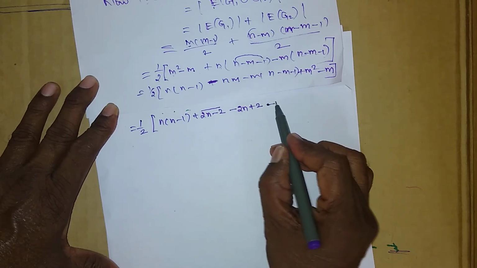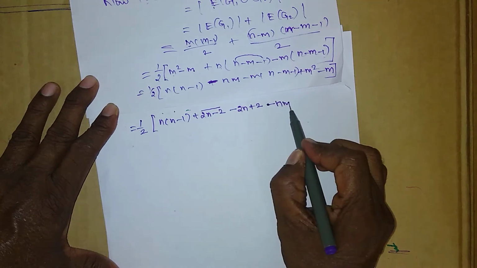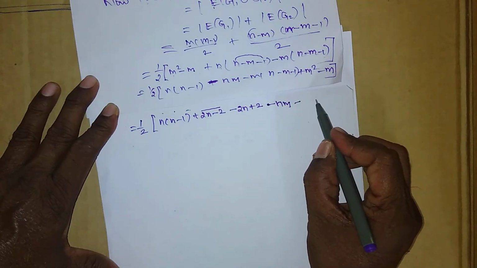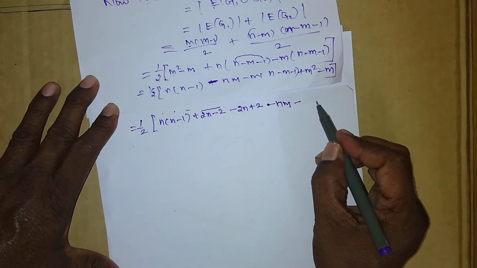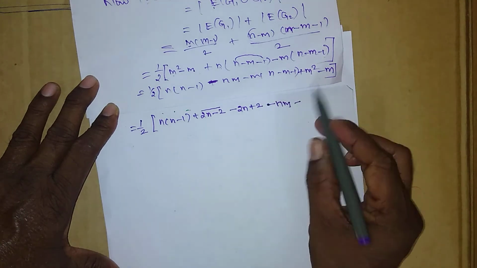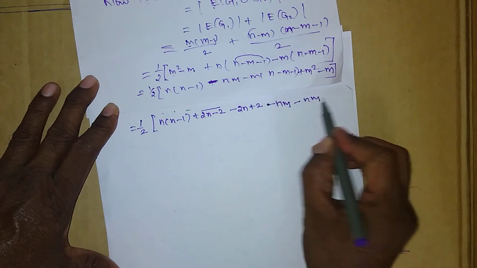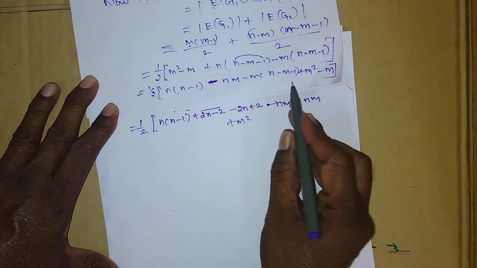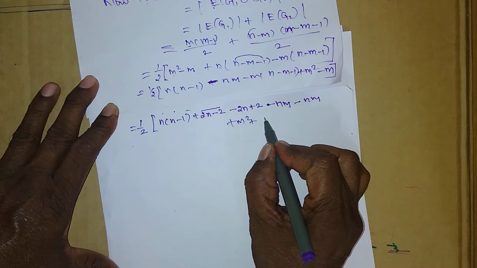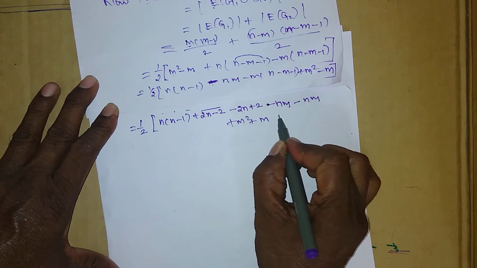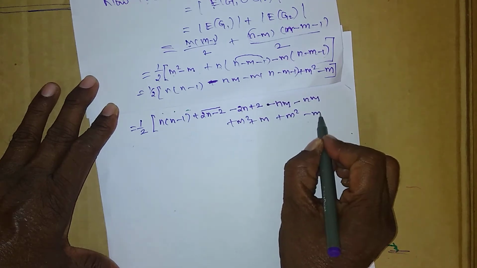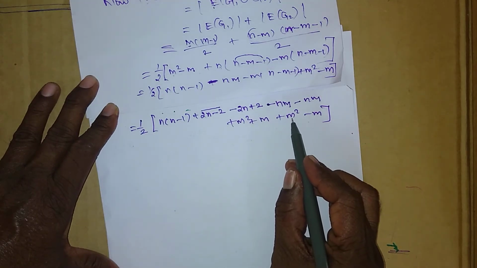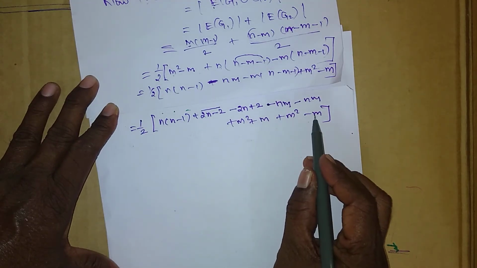Then minus nm, minus nm, minus m into this, minus nm, here one minus nm, minus of minus plus m square, minus into plus minus 1 plus m, plus m square minus m. Here there are 2 m square, here m square.